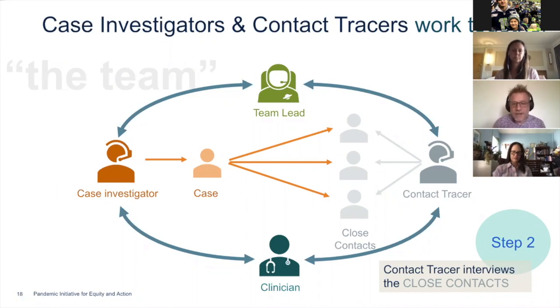Yeah, and I hear from Yvette, some case investigators are also doing contact tracing. And then you also have some that are just doing the work of contact tracing. So it sounds like a mixture here.